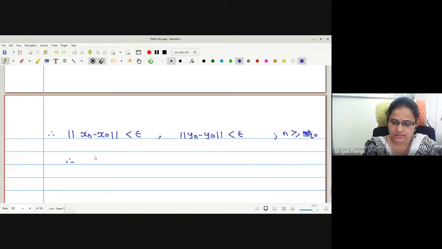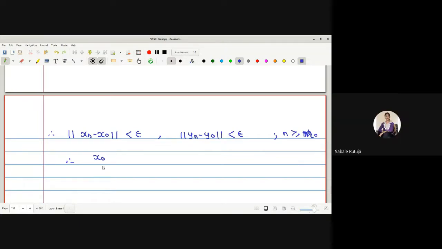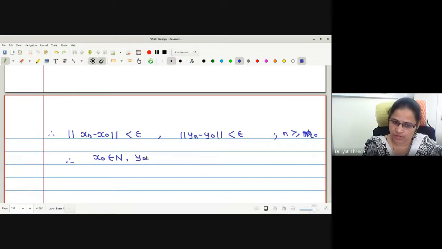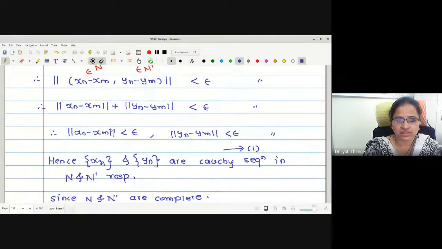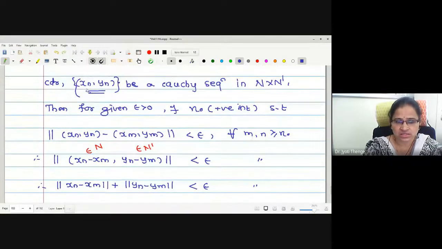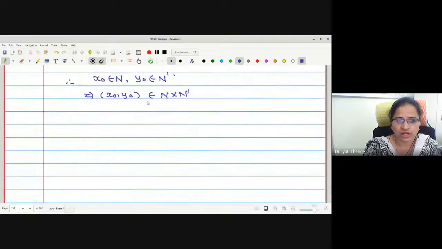Yes. If x naught and yn converges to x naught y. Very good. Y naught is in n dash. Therefore, may I say combinedly this element x naught y naught is an element of n cross n dash. Now, what remains last to prove is that the sequence xn yn will converge to x naught y naught.